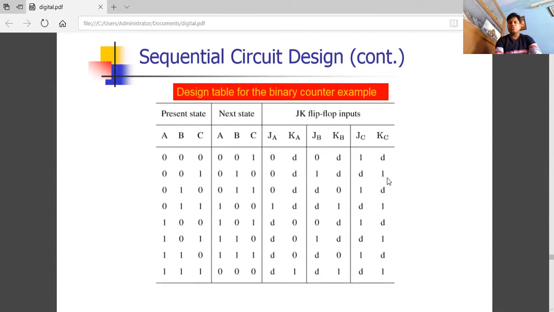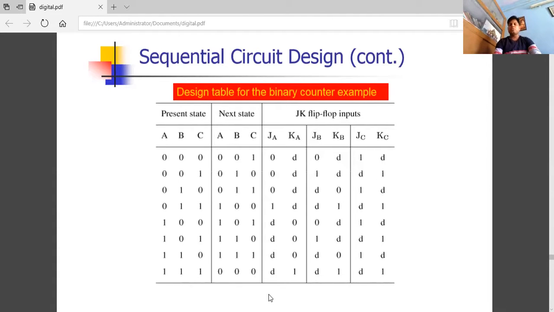So all the present state and next state pairs we have to convert according to the excitation table into JK flip-flop input values. All cover 0 to 1, 1 to 2, 2 to 3, 3 to 4, 4 to 5, 5 to 6, 6 to 7, and from 7 we return back to 0. So 1 to 0, 1 to 0, and 1 to 0. What is the excitation table? X 1, X 1, X 1. So this is the design table of the binary counter example.